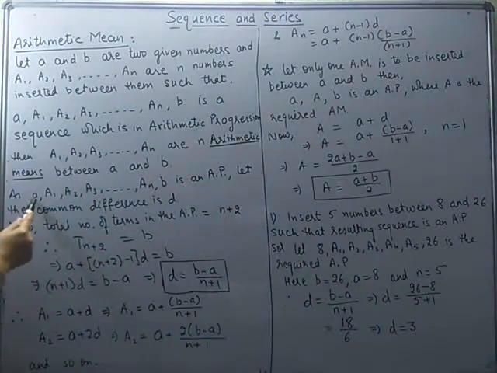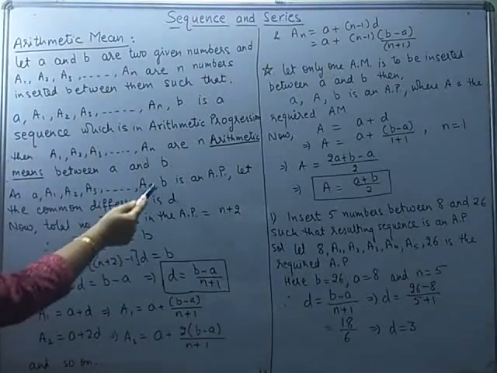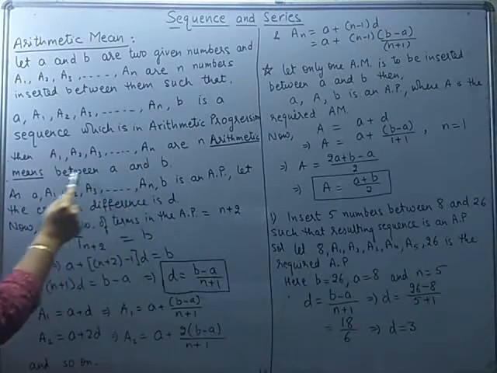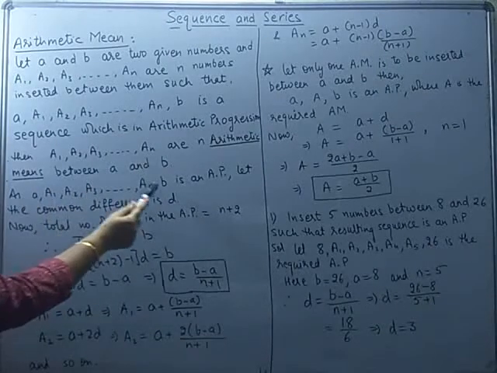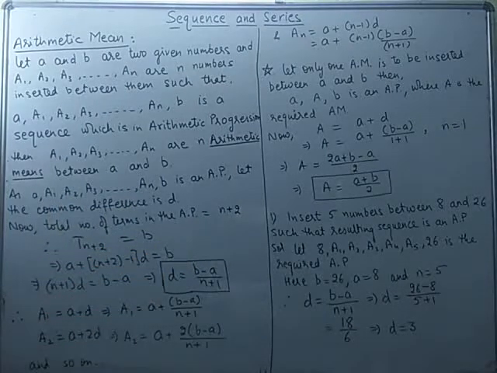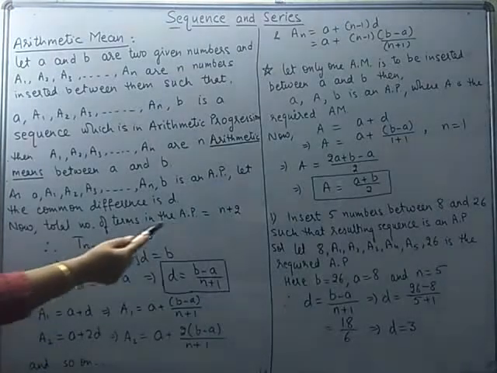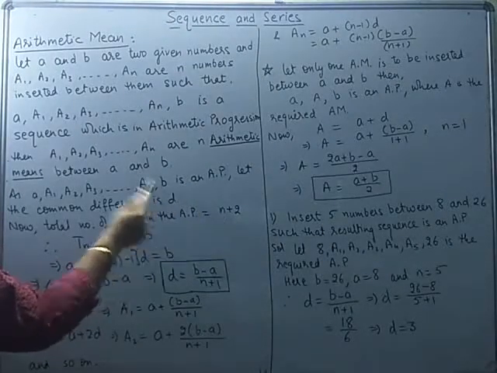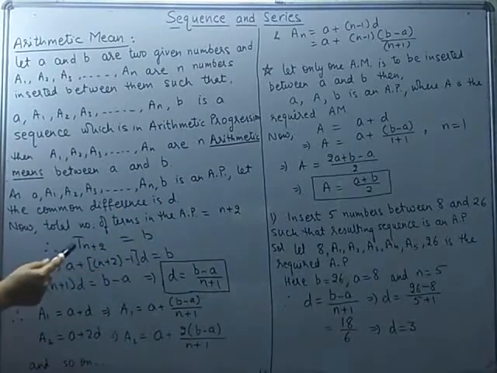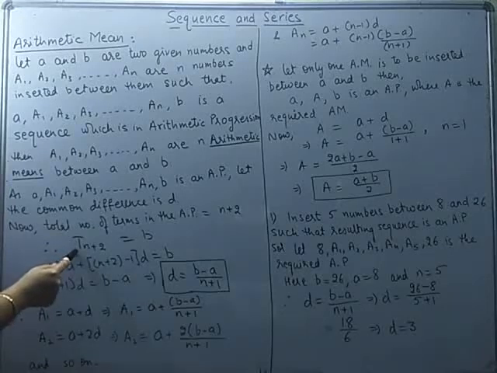Now let us first see how many terms these are. A and B are two terms, and n numbers are inserted in between. So the total number of terms in this AP comes out to be n plus 2. The last term is B, and its position is n plus 2. That means we can write T n plus 2, the n plus 2th term, is equal to B.